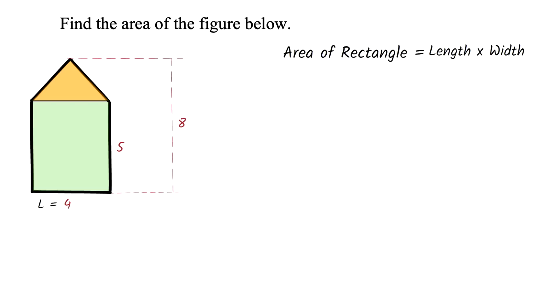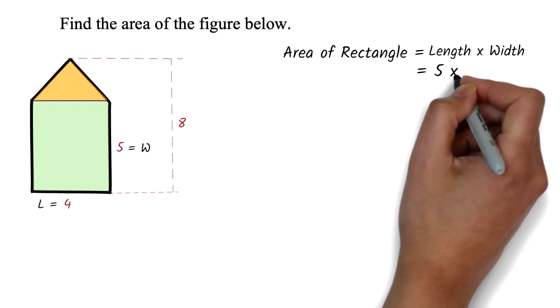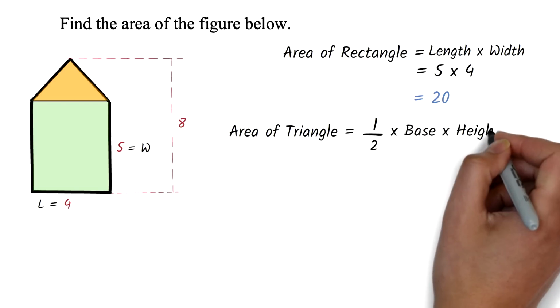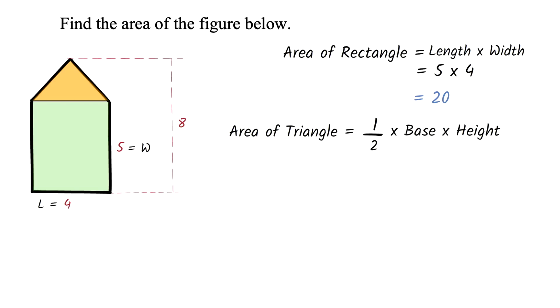The length of the rectangle is 4, and the width is 5. Inserting the values, we have 4 times 5, which gives us 20. Now, we can find the area of the triangle. The area of a triangle is given as half times the base times the height. Here, we have not been directly given the base or the height. Another important skill for the GED is your ability to find missing dimensions from a given diagram.